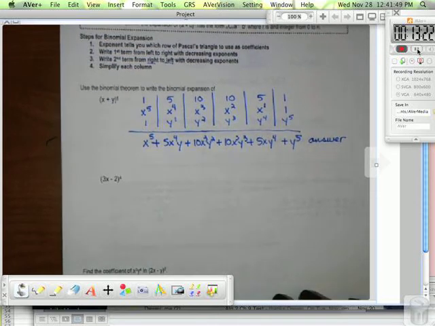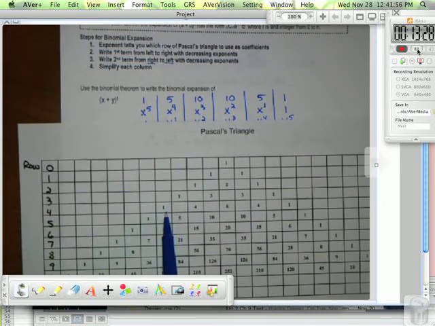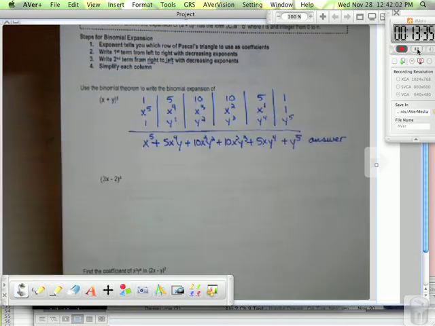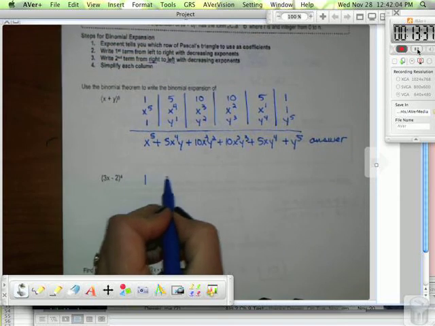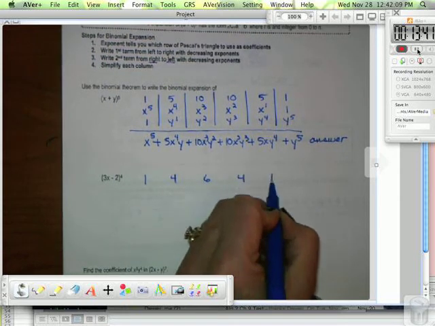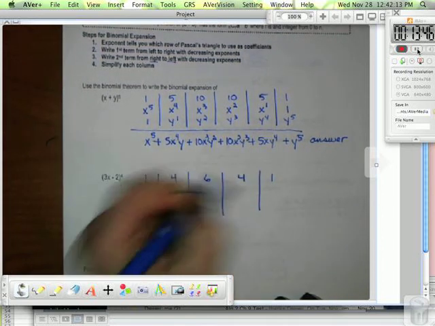We have 3x minus 2 to the 4th. The 4th tells me I'm going to use the 4th row, and these are going to be my coefficients, 1, 4, 6, 4, and 1. So I'm going to write that down. 1, 4, 6, 4, and 1. And I'm going to just draw some columns here to help me stay organized. Okay, that's step 1.